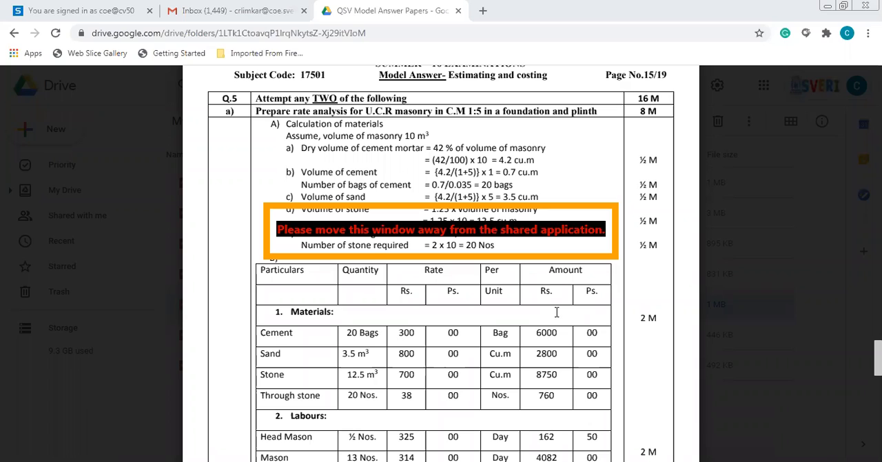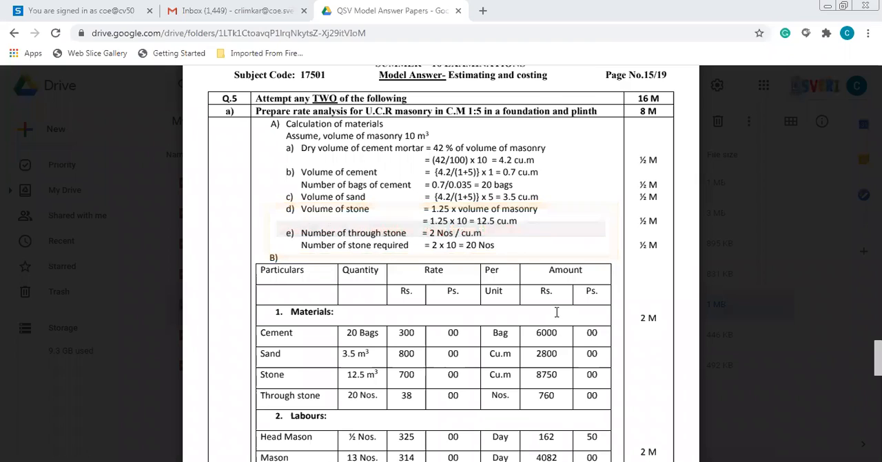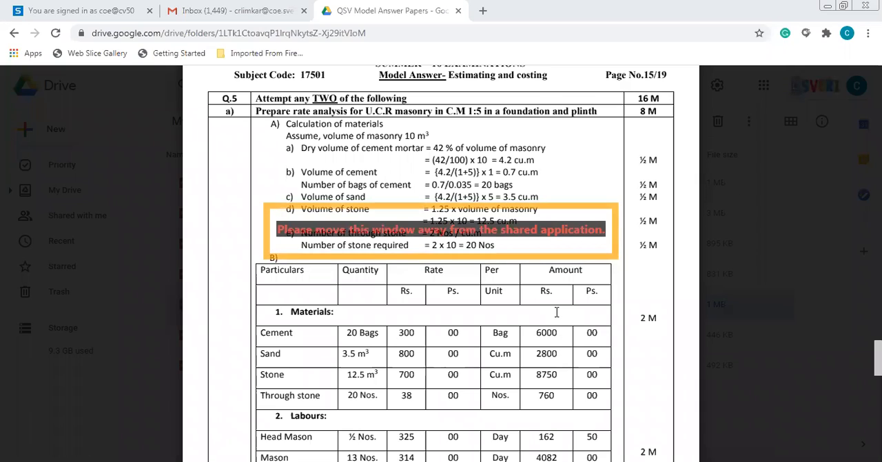In case of UCR masonry, the volume of cement mortar is assumed to be 42% of the total volume of masonry. How much is it? 42%. And in brickwork, it is 35%. So that is the change in case of UCR masonry. The dry volume of cement mortar is 42% of the volume of masonry. 42% of 10 meter cube is 4.2 meter cube. That is an easy calculation.